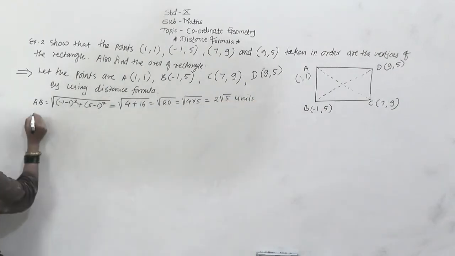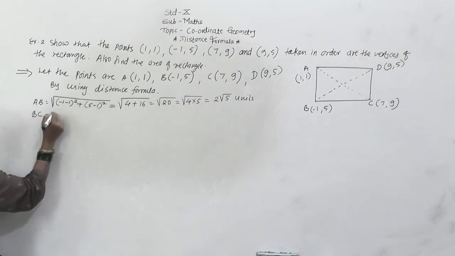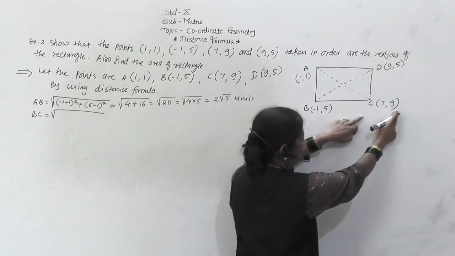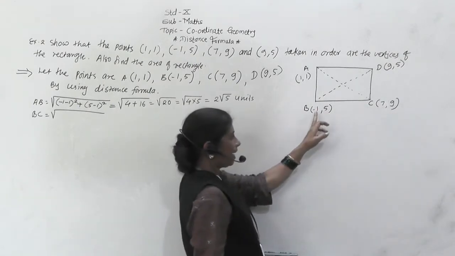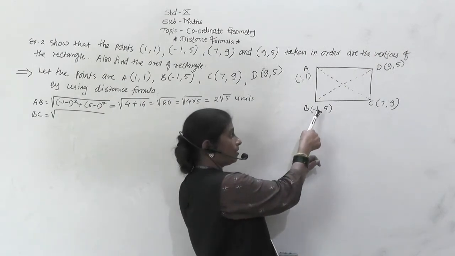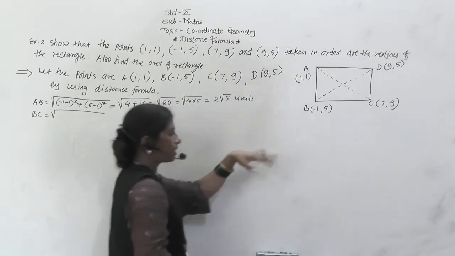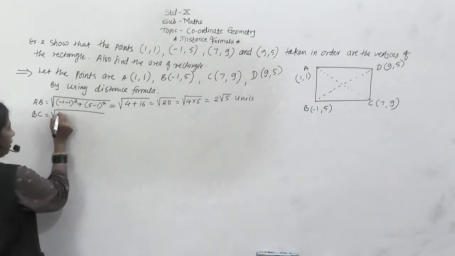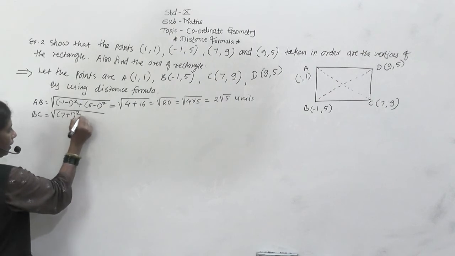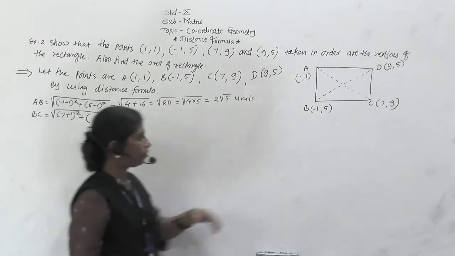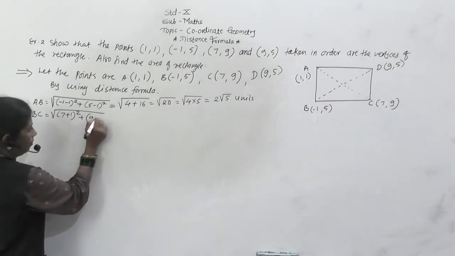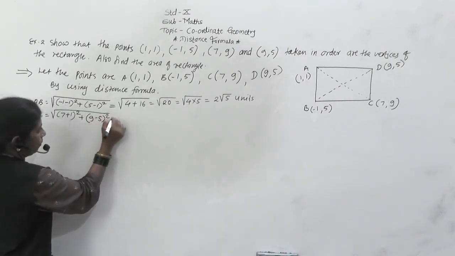Similarly, we will find the distance BC. Right? So BC is what? This is x1, y1, this is x2, y2. So x2 minus x1, so this is x2 minus minus 1. So 7 minus minus 1. So 7 plus 1 you will get. Right? Then y2 minus y1. What is y2? 9 minus 5, 9 minus 5 bracket square.